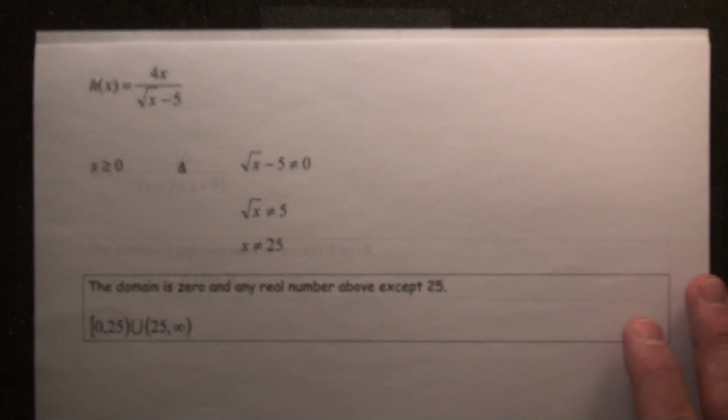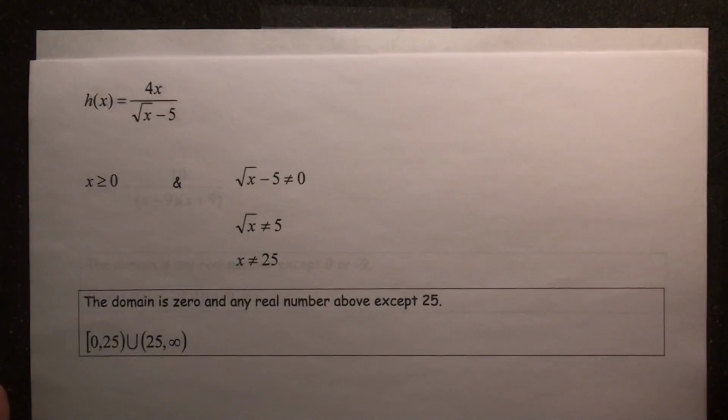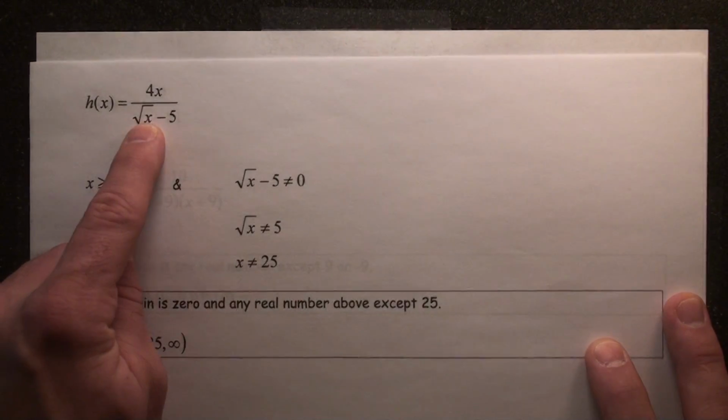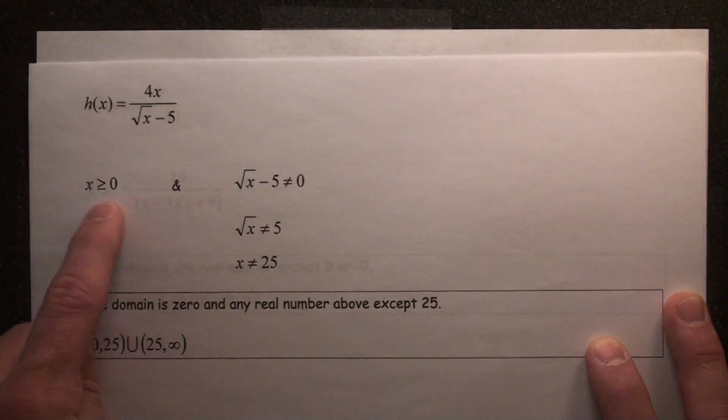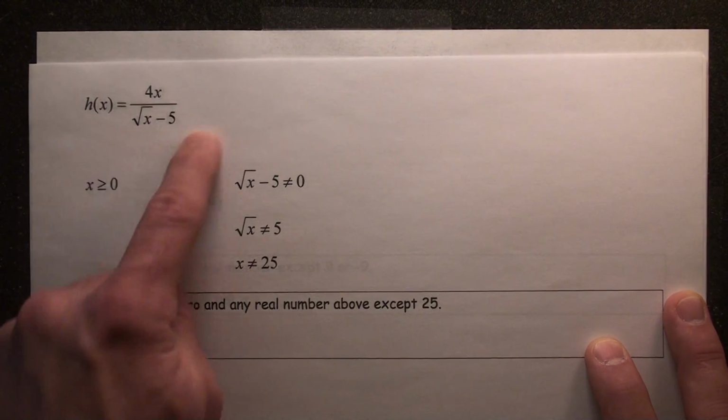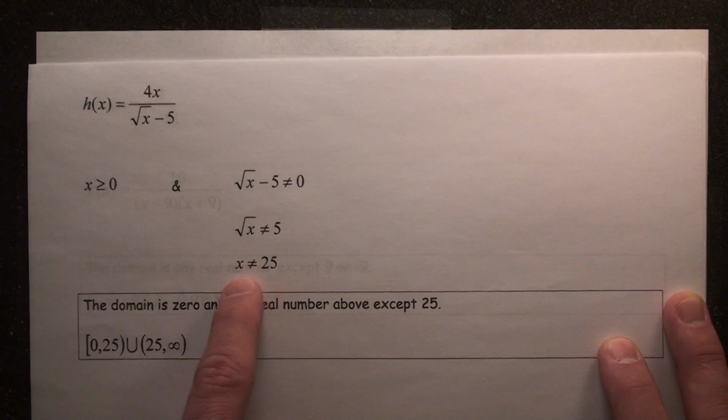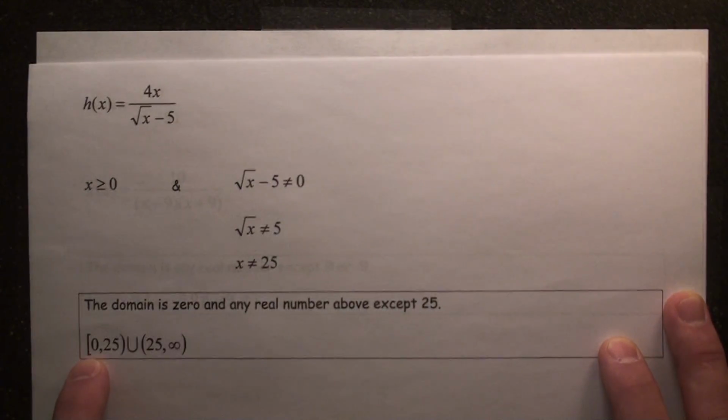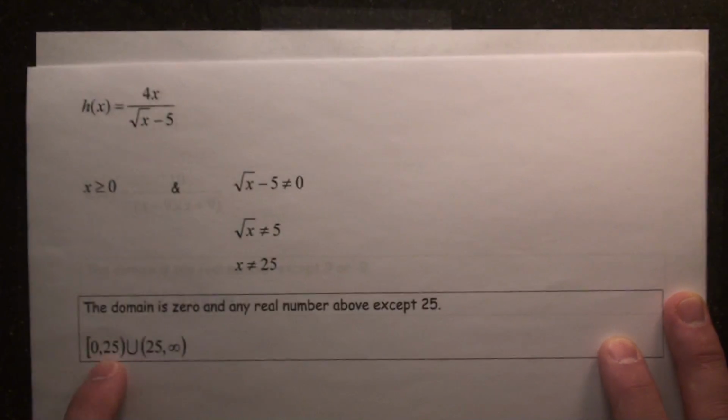All right. Now here's an interesting situation. We have both. We have a square root and we have a denominator. Well, for the square root, x has to be greater than or equal to 0. Denominator cannot be 0, therefore x cannot be 25. So you can go from 0 to infinity, but you have to stop at 25. So you have to put this: 0 to 25 union 25 to infinity.